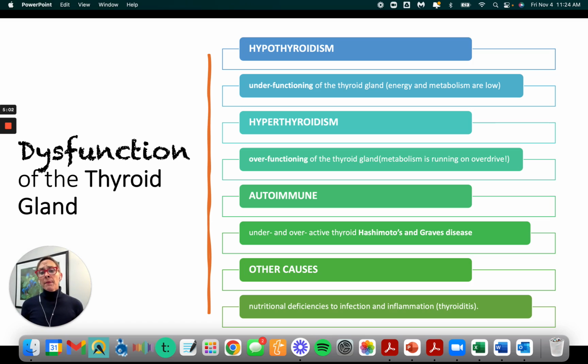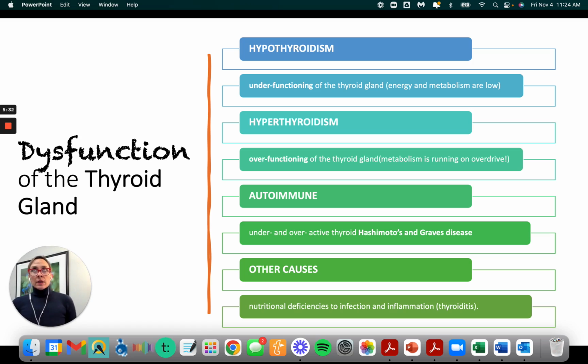Now, the thyroid can be affected by an autoimmune disease, and there's an autoimmune disease that can cause hypothyroidism called Hashimoto's, and an autoimmune disease that can cause hyperthyroidism that's called Graves' disease. About 90% of the diagnosed hypothyroidism in our society is caused by Hashimoto's.